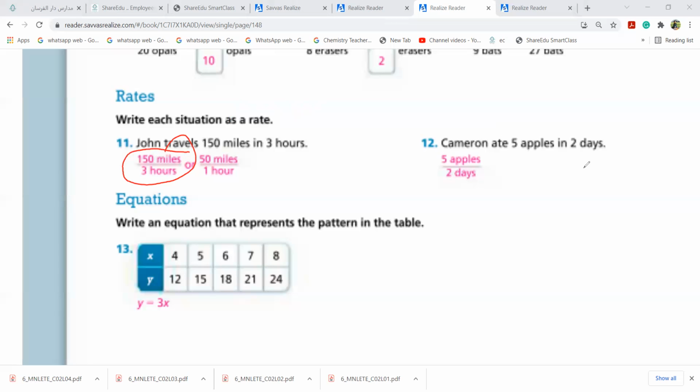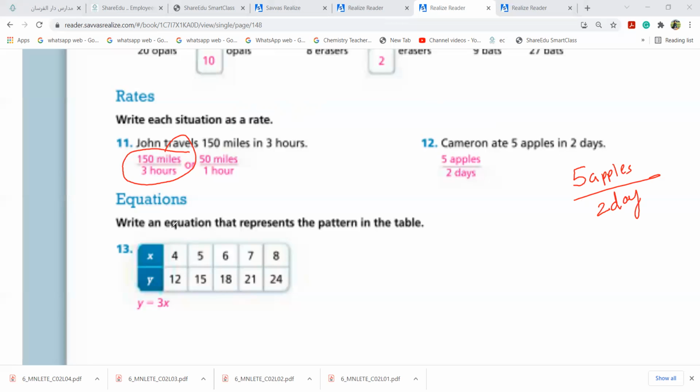Here, 5 apples in 2 days. So you write 5 apples over 2 days. Am I right? So one apple, how many days? You can calculate with the same proportionality how I taught you. But right now, they just want the rate. So you do 5 apples over 2.